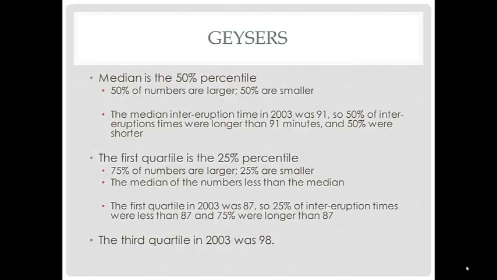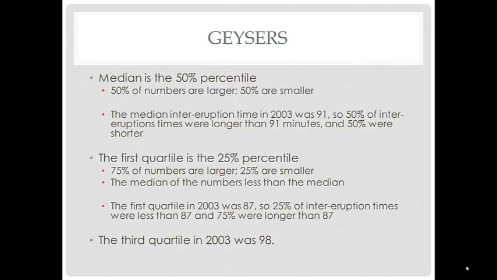Let's translate that idea to other percentiles. So the first quartile is the 25th percentile. This means 25% of the numbers are smaller, 75% of the numbers are larger. Another way to think about it is it's the median of the numbers less than the median, right? Because we're splitting the numbers less than the median in half. The first quartile for 2003 was 87. This means 25% of eruption times in 2003 were less than 87, and 75% were more than 87.